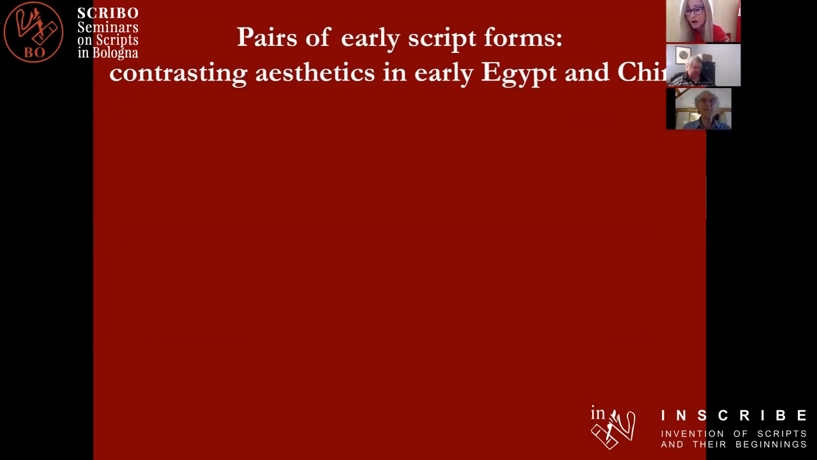So this is why when I asked him to give a seminar for SCRIBO, which is a series of seminars devoted to ancient writing systems, he accepted, and I was very happy, and I was expecting him to be talking about early Egyptian and its script and the beginning of writing in Egypt. But to my surprise and delight, he decided to venture into the Chinese area. And with the help of a colleague, Chao Daji of the University of Peking, he decided to talk about both the Egyptian area and its early formation in terms of script, and China. And today, with the help of Chao Daji, who is not going to be joining us, but I think John's seminar relies heavily on his work, John will be presenting with the title Pairs of Early Script Forms, Contrasting Aesthetics in Early Egypt and China.